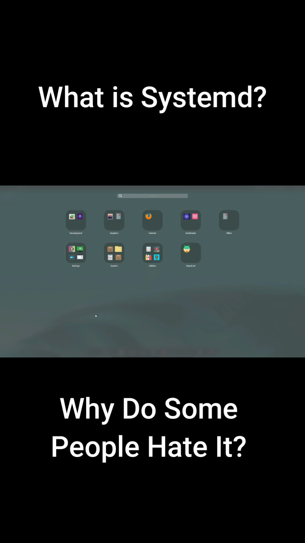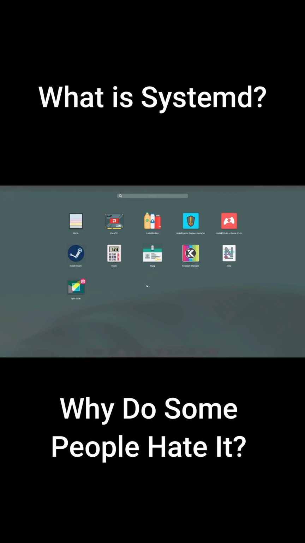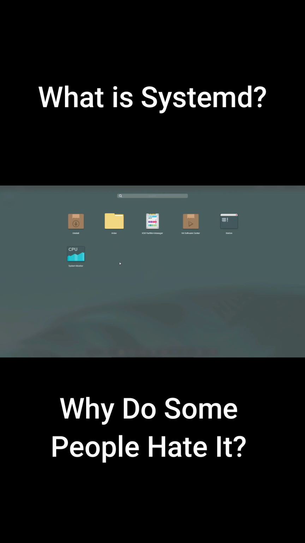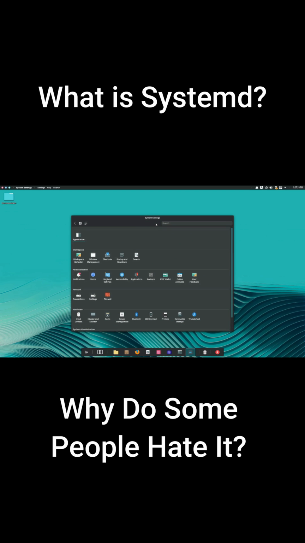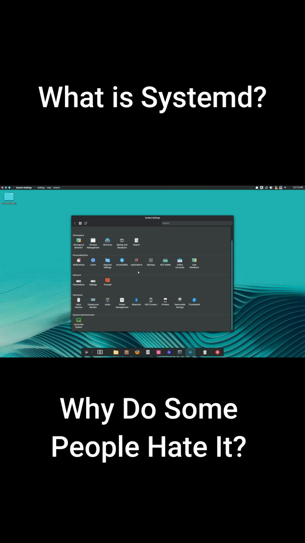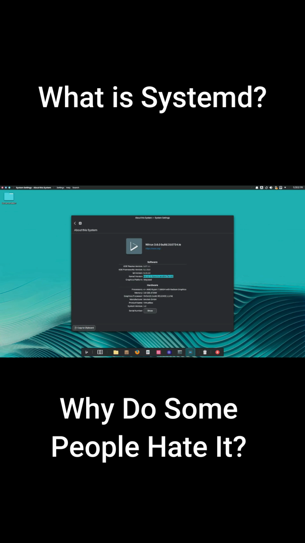Today, we're talking about a hot topic in the Linux community, SystemD. What is it, and why do some people hate it? SystemD is an init system and system manager used by many Linux distributions to bootstrap the user space and manage system processes. It's designed to be a one-stop solution for managing services and other system functions, offering a range of features like parallel startup, on-demand activation, and centralized management.